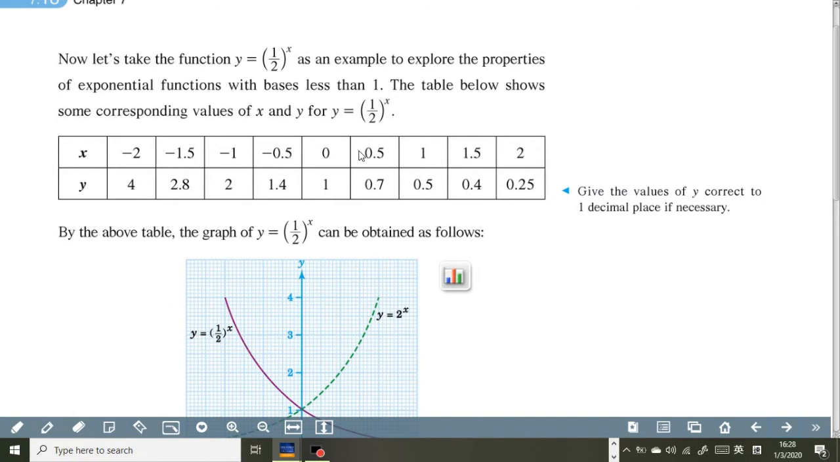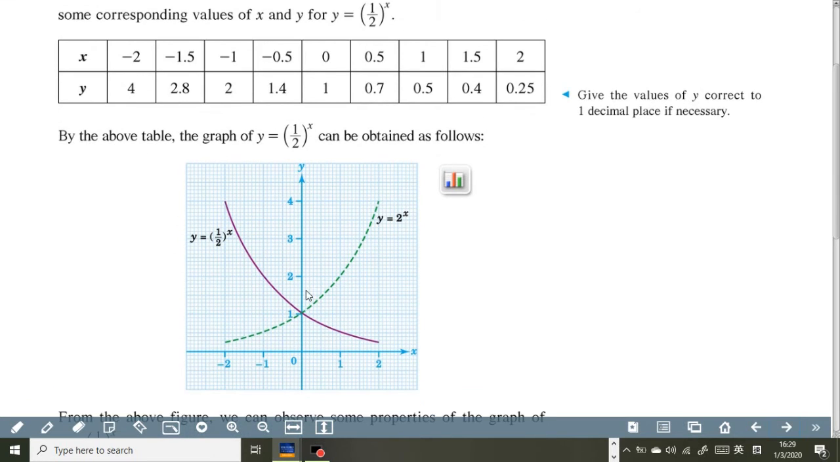That means the value at x is 0.5. In y equal to 2 to the power x, you get 1.4. And when x equal to 1 in y equal to 2 to the power x, you get 2. So the values here are interchanged. So if you want to plot the graph of this one, you just use a mirror like the y-axis, and reflect it about the mirror, and you will get the graph of this one.